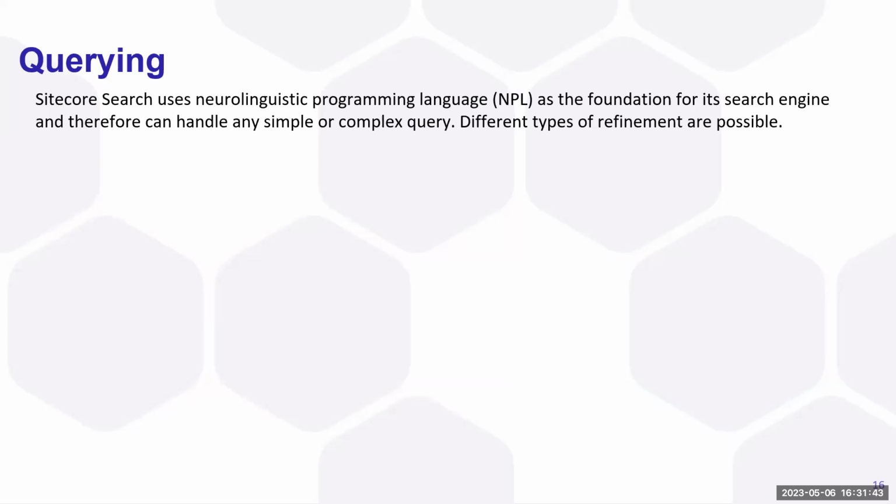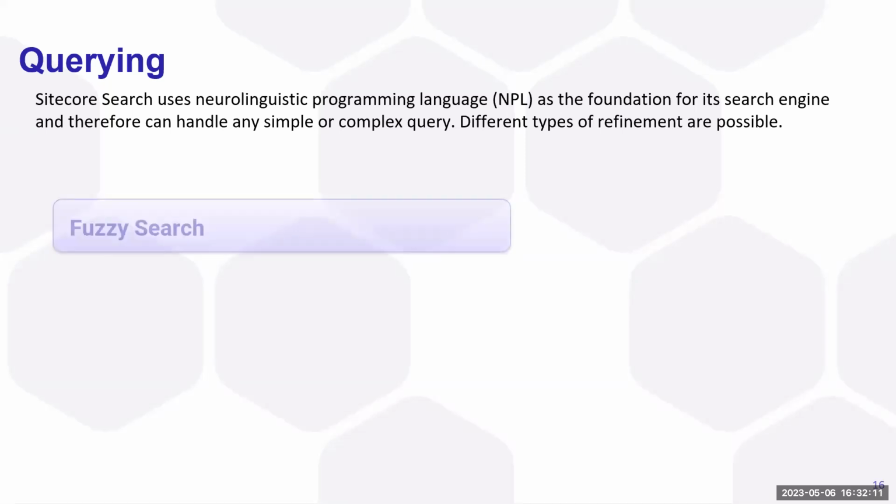Next is querying. Sitecore Search uses a neuro-linguistic programming language, which is an NLP language, as the foundation of its search engine, and therefore can handle any simple or complex query. Different types of refinements are also possible. So let's talk about what kind of search query can be performed over the Sitecore Search platform.